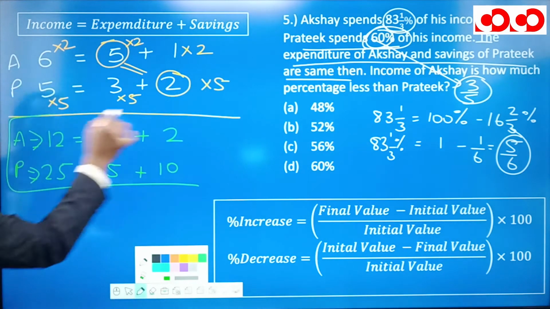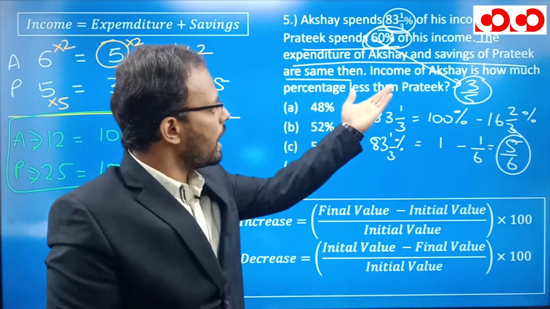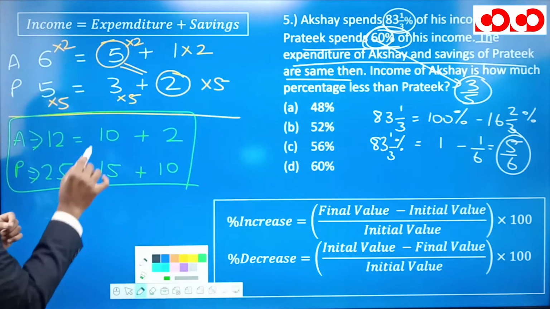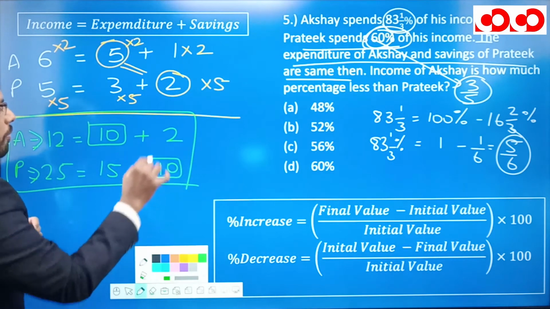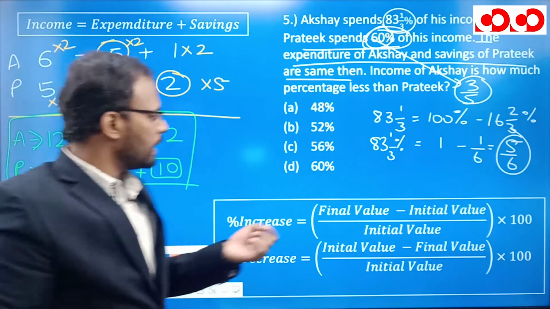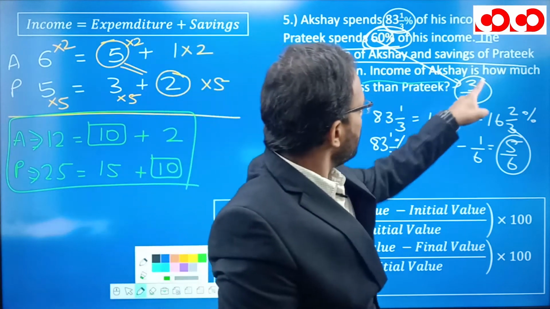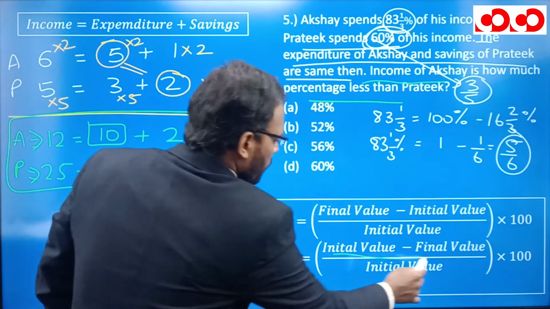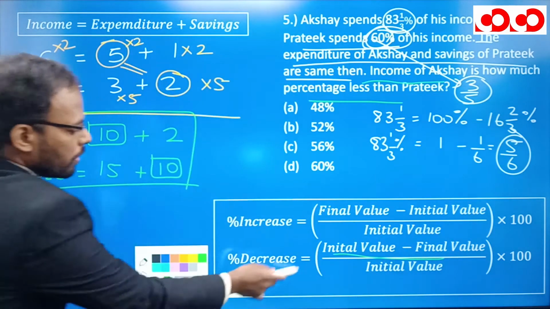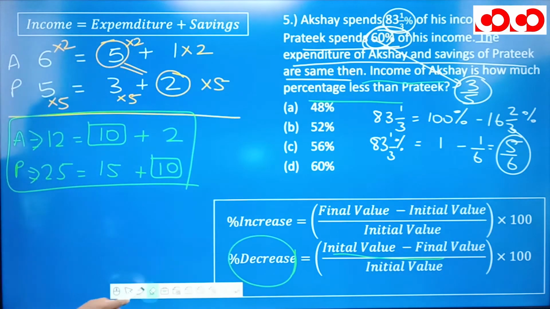Now this is perfectly okay, because the percentage has been taken care of, and we have also equated the expenditure of Akshay to savings of Pratik. Now the question asked is, income of Akshay is how much percent less than Pratik? So we know that percentage decrease is initial value minus final value divided by initial value. This formula we need to use.